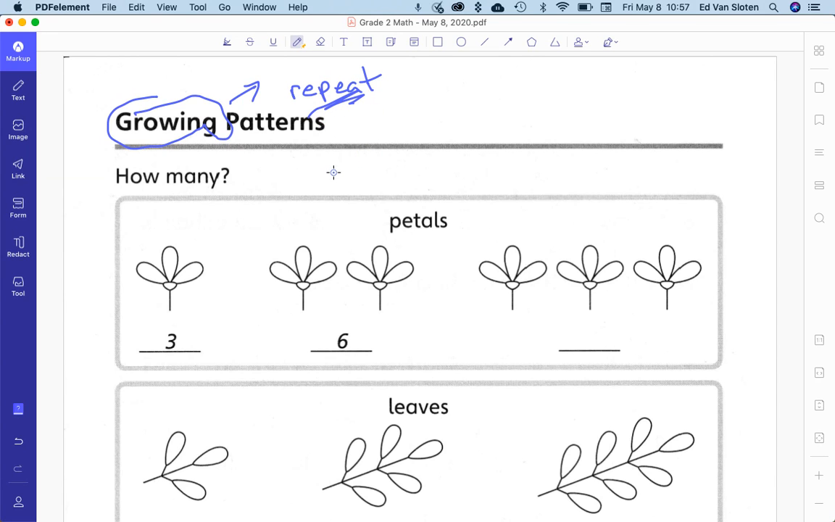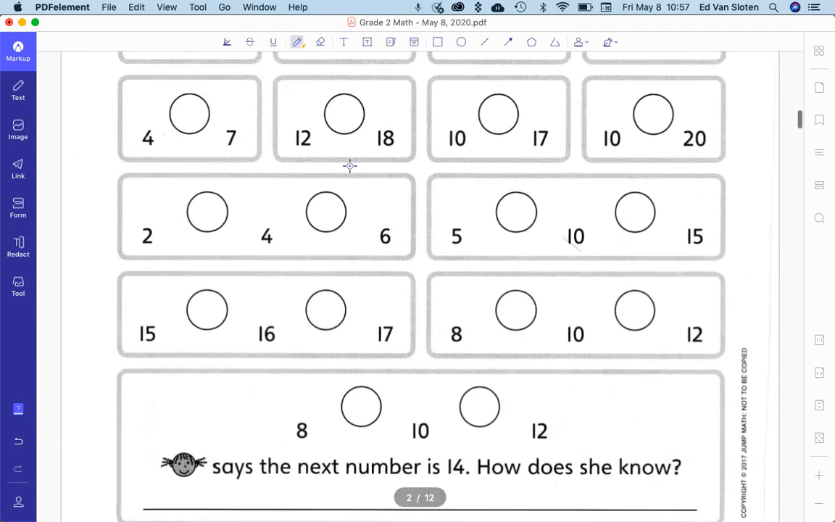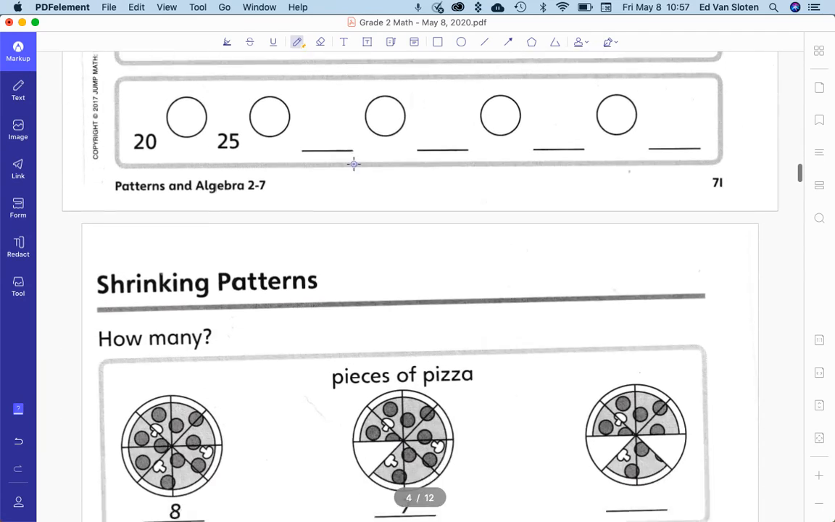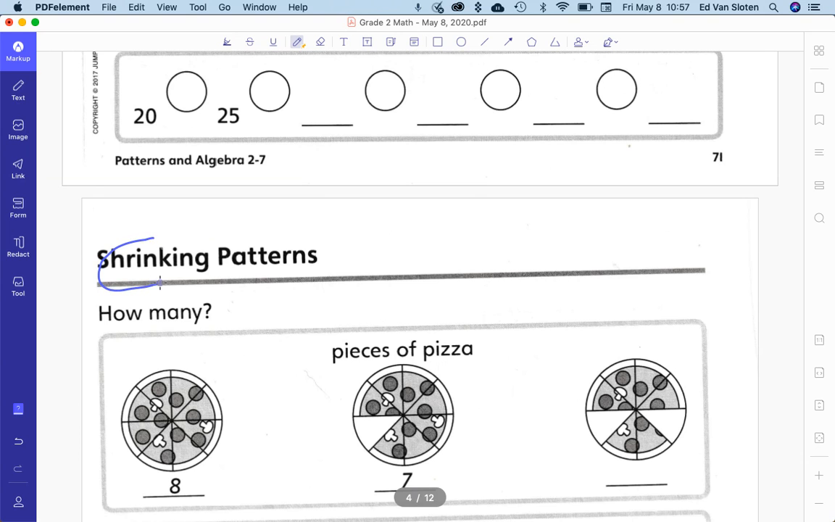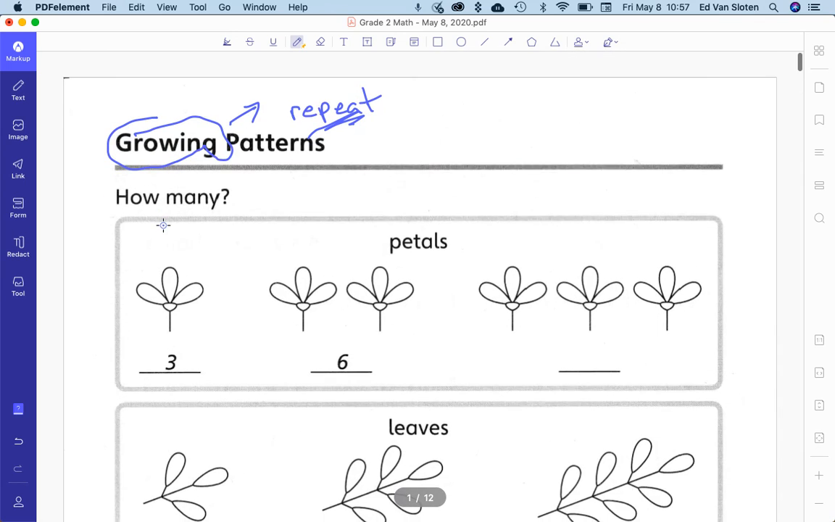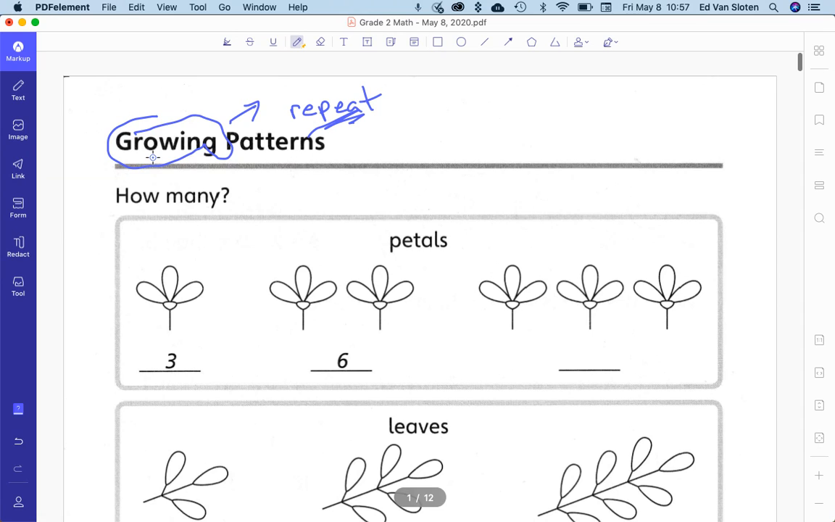And then, what do they call it? A growing pattern and a shrinking pattern, getting smaller. Okay, so patterns can either grow, repeat, or shrink, which means to get tinier. So grow, repeat, shrink, grow, repeat, shrink, shrink, repeat, grow. Those are the patterns we need to know.